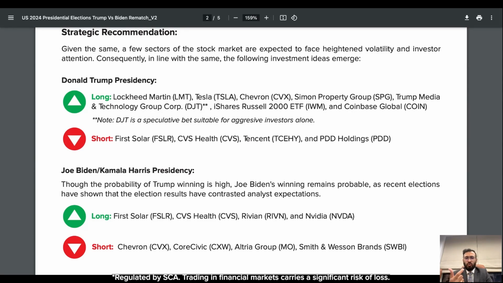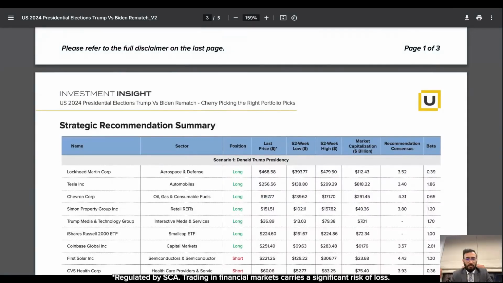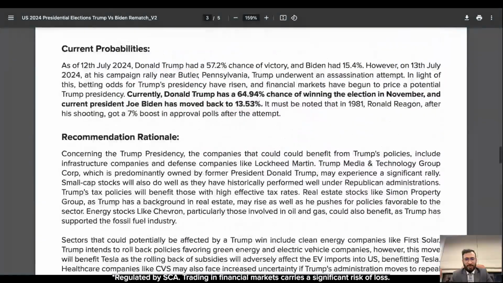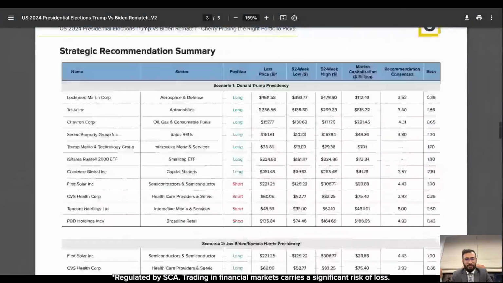On the other side, the stocks which might go down if Trump becomes the president: First Solar, which is a solar energy based company, CVS Health, Tencent, which is again a Chinese company, PDD Holdings. So these are the companies which are expected to go down. Now, we are going to look at all these companies also, and understand the rationale behind why we are looking at these companies.